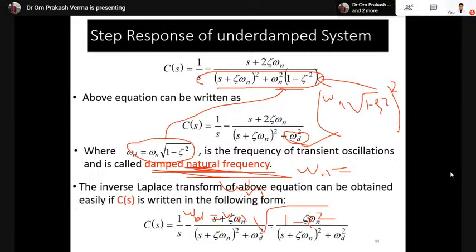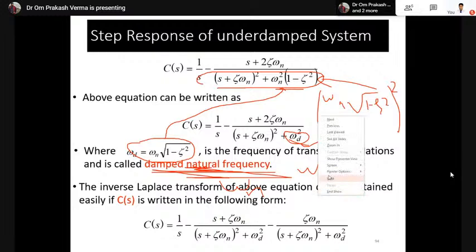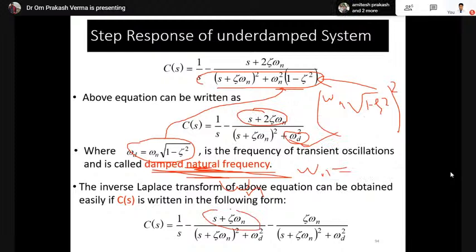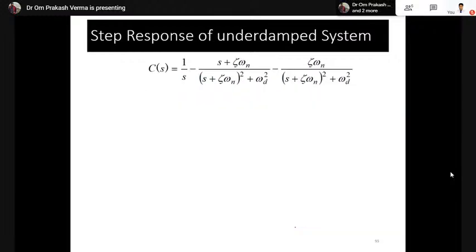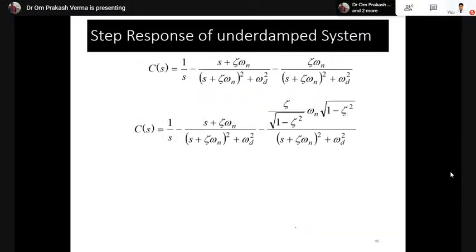So now we have to take the inverse Laplace transform of this equation. How will we take it? See, s plus 2 zeta omega n is written as s plus zeta omega n minus zeta omega n. We have just broken up these values and then tried to solve the equation. So for this there is no problem.